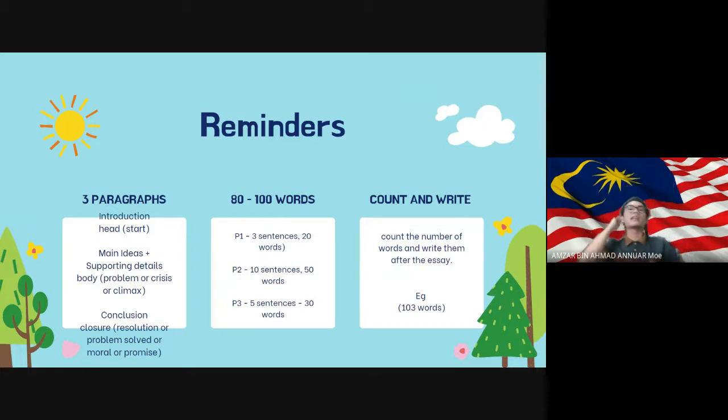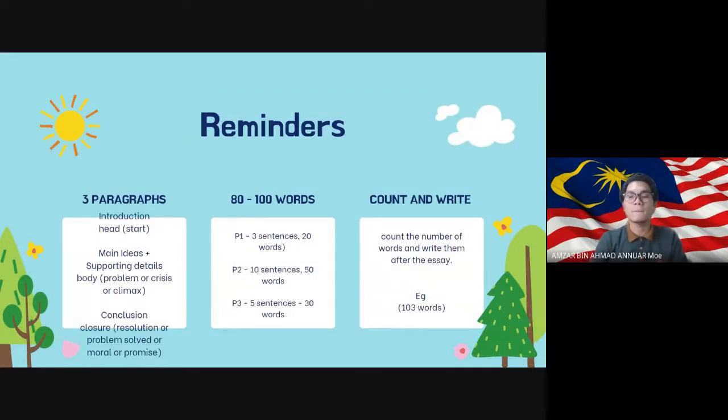So, awak tulis dalam 10 perkataan, 10 ayat, 50 perkataan. Itu saja. Okay. Whereas for the last one, the last paragraph, paragraph number 3, you write in 5 sentences in 30 words. Okay. Tulis yang ni, awak akan ceritakan apa masalah tu macam mana, selesai dia. Okay, apa moral value yang awak jumpa pada bahagian atas. Apa moral value ataupun nilai murni yang awak boleh terapkan. Dan yang terakhir, mungkin awak nak letakkan janji.